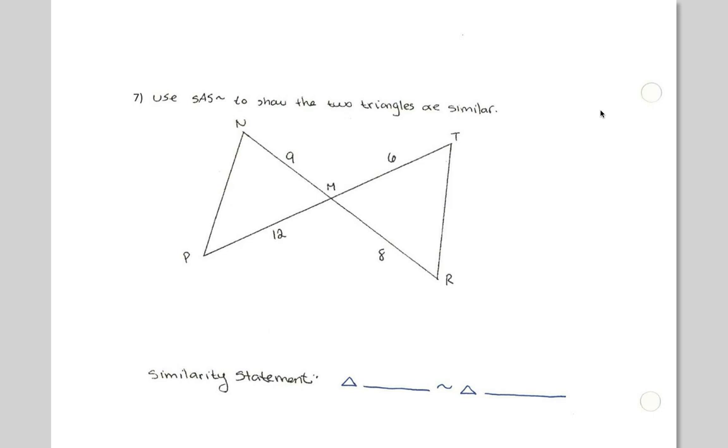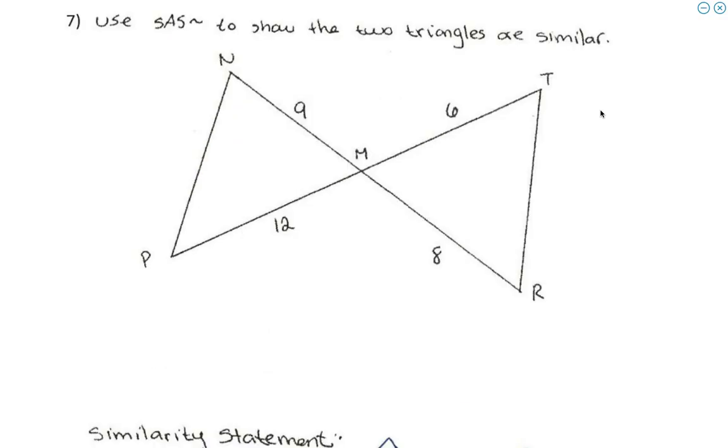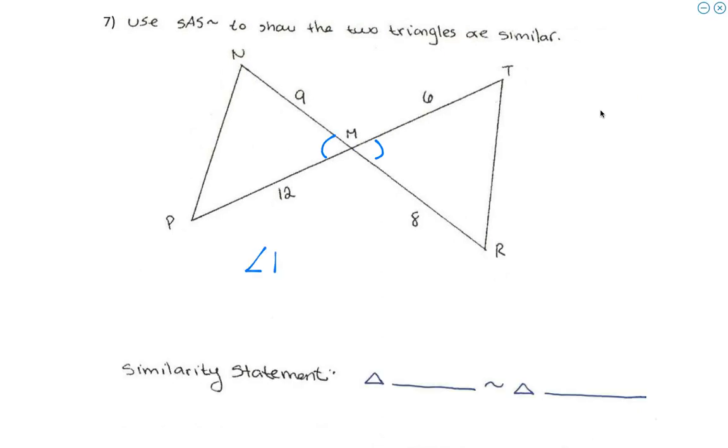Use side angle side. Since I have vertical angles here, that means that angle NMP, which is right here, is congruent to angle TMR.